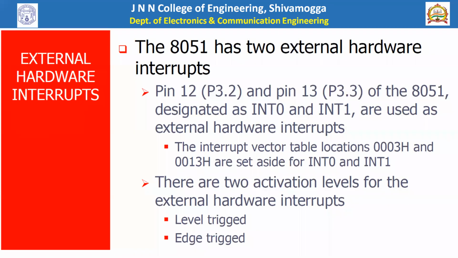8051 has two external interrupts also. Pin 12, that is P3.2, and pin 13, P3.3 of the 8051 are designated as INT0 and INT1. They are used as external hardware interrupts. The interrupt vector table locations 0003H and 0013H are set aside for INT0 and INT1. There are two activation levels for the external hardware interrupts: one is level trigger and the other is edge trigger. This we will see in the next class.